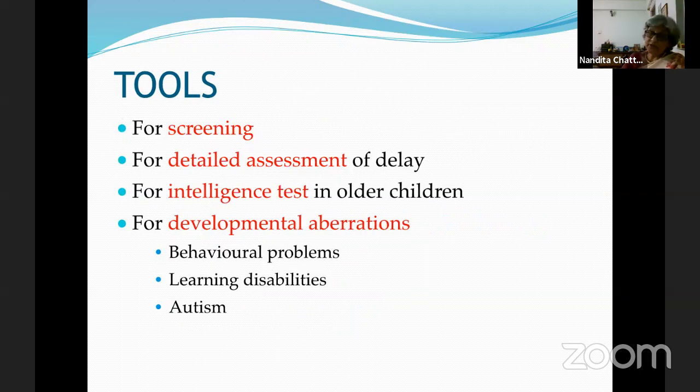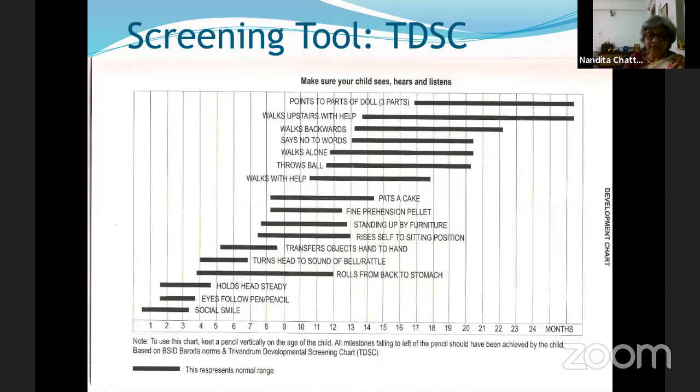Coming to the tools for development. For screening, I have told you about the TDSC, and there is also another one which is a little more elaborate. For detail, we need some tools for detailed assessment. There are some tools for intelligence assessment and some for developmental aberration. So a numerous number of tools are in vogue. We do not need to know all of them at our level. Next slide. But for screening, this tool TDSC, we need to know.